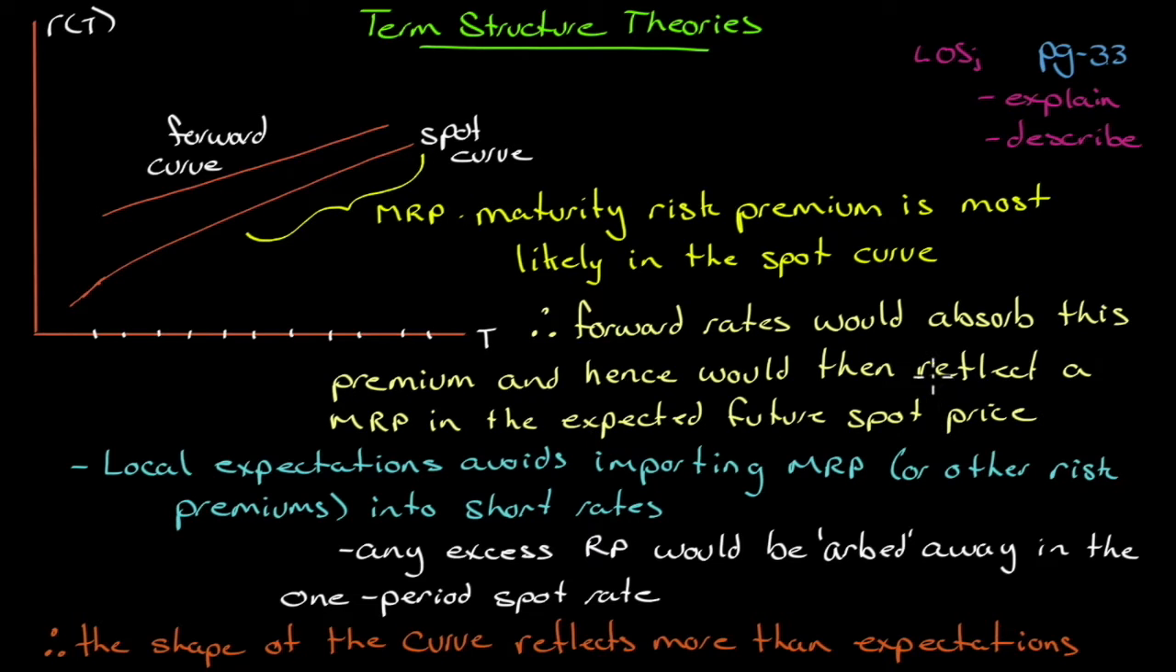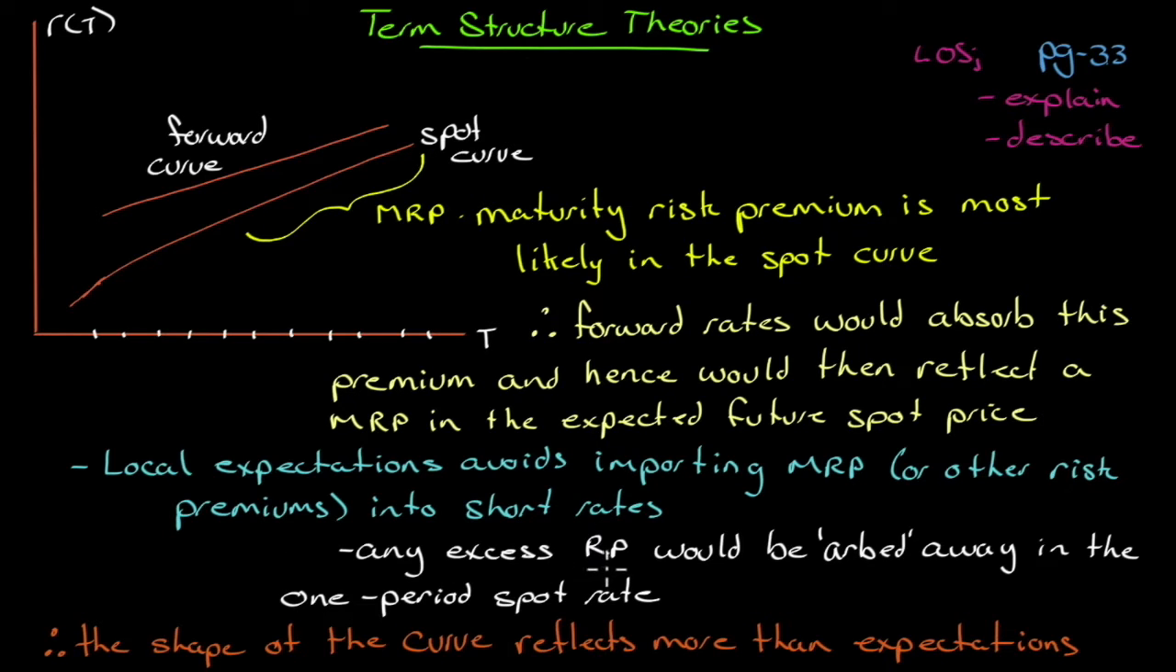Now, local expectations avoids importing MRP because it doesn't use any forward rates. It just says if you're holding it over the one period spot rate, you're good. So the spot rate doesn't have that premium in. It avoids using anything on the forward curve, so it avoids importing unbiased expectations. So it avoids importing the maturity risk premium or other risk premiums into short rates.